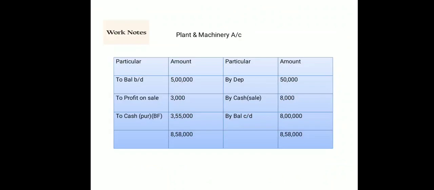So let's move to the working notes first, with plant and machinery. Very first, from the balance sheet we are going to take the opening and closing balance. It's an asset, so the opening balance of 5 lakh goes on the debit side and the closing balance on the credit side. Then we have seen in the additional information that depreciation was charged 50,000, so we are going to post that also on the credit side, by depreciation 50,000.